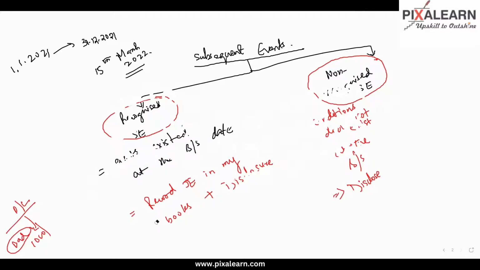See, what I said is, if I already had indications for that event on 31st December, then I say that the condition existed at 31st December. Right.